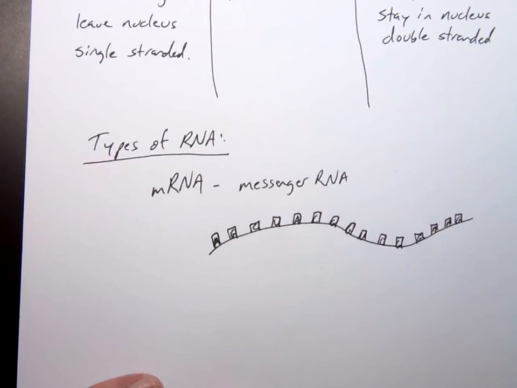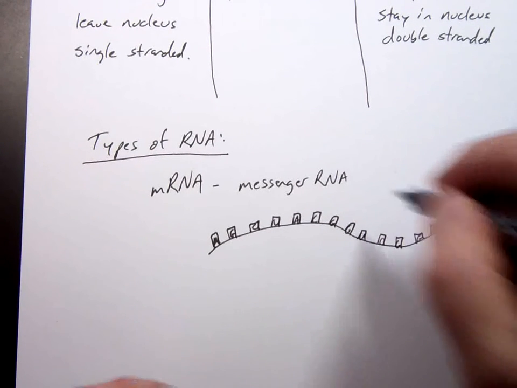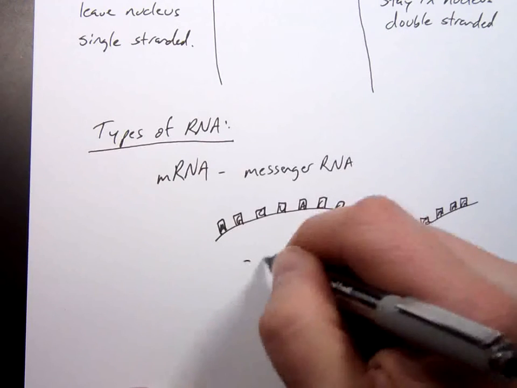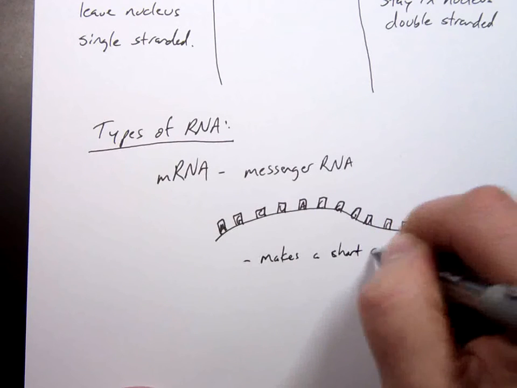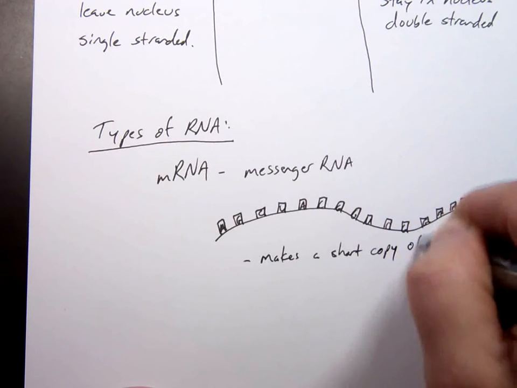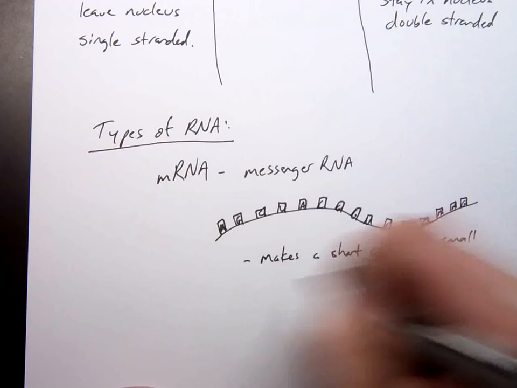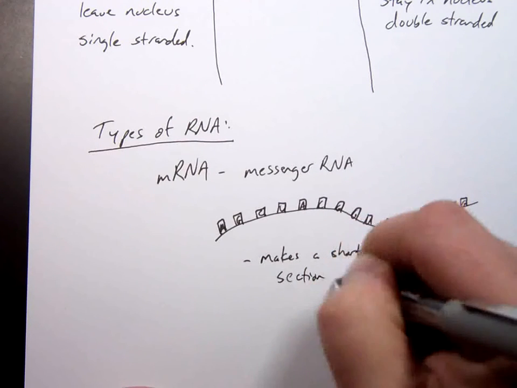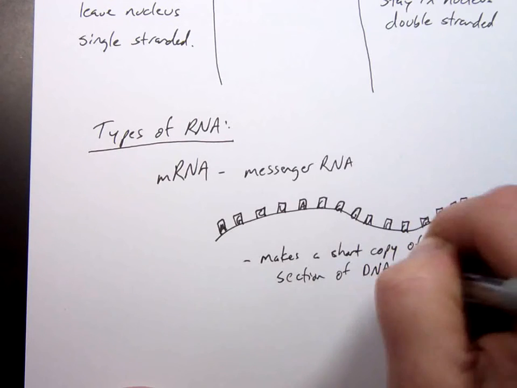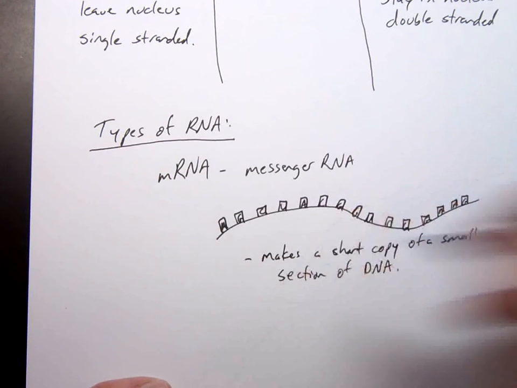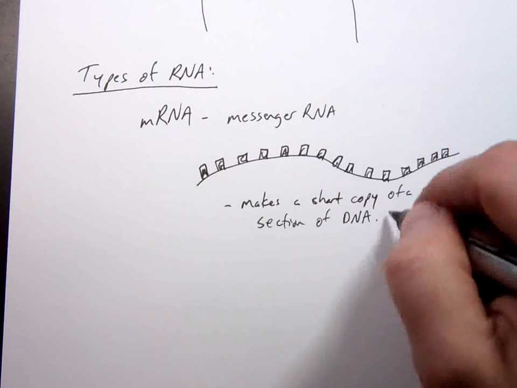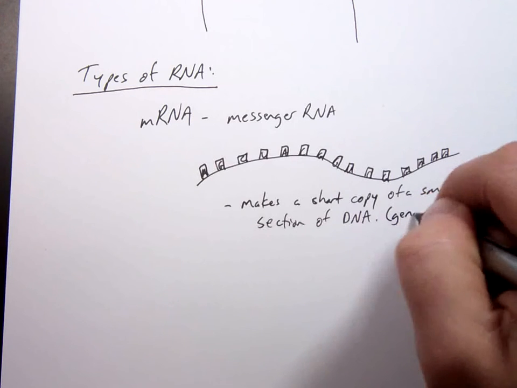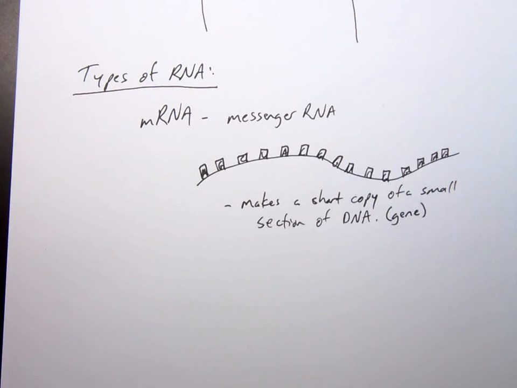Messenger RNA. And what it does, makes a short copy of a small section of DNA. Small section of DNA. That small section of DNA that it's copying is called a gene. Okay. It's making a short copy of a gene.